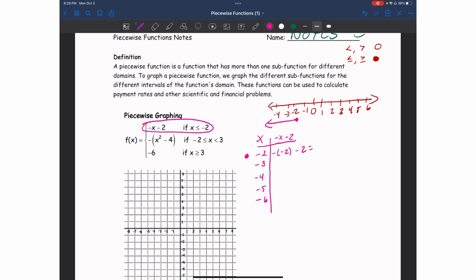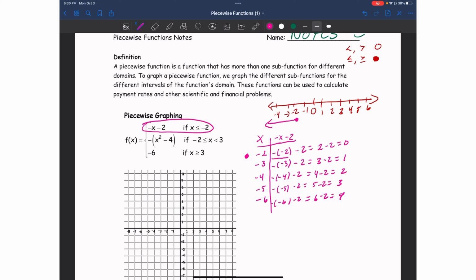When I actually simplify this, when I multiply a negative times a negative, I get a positive 2 minus 2, which is equal to 0. I'm going to fill in the rest of the table very quickly. Negative times negative 3 minus 2, which is equal to 3 minus 2, which is just 1. And then negative times negative 4 minus 2, which is 4 minus 2, which is 2. Negative times negative 5 minus 2, which is positive 5 minus 2, which is 3. Negative times negative 6 minus 2, which is 6 minus 2, which is 4.